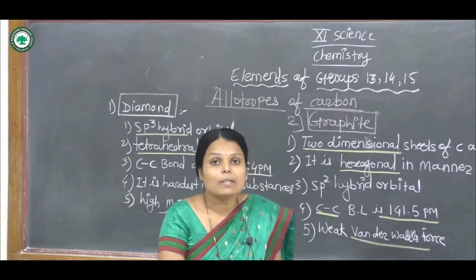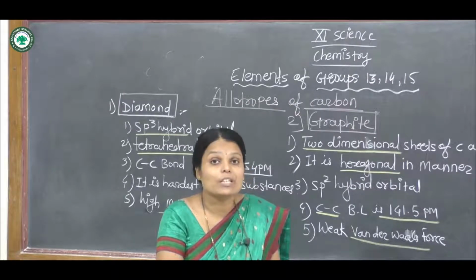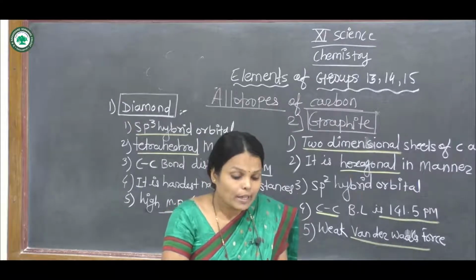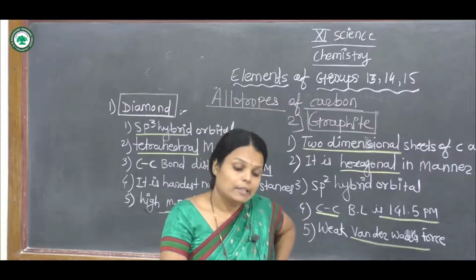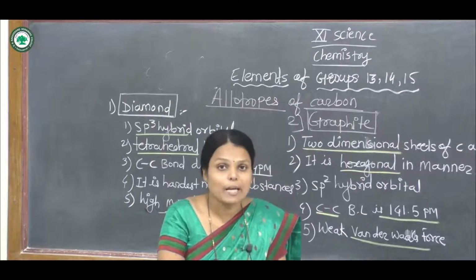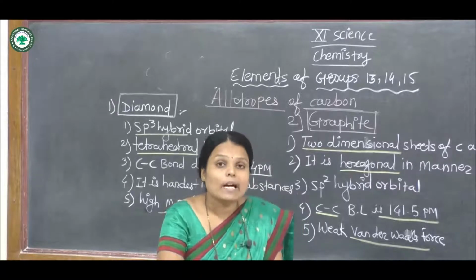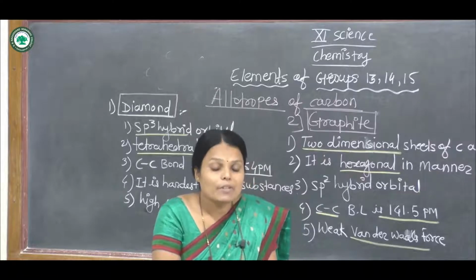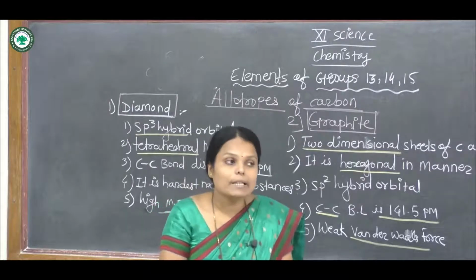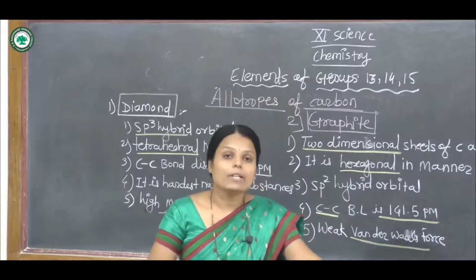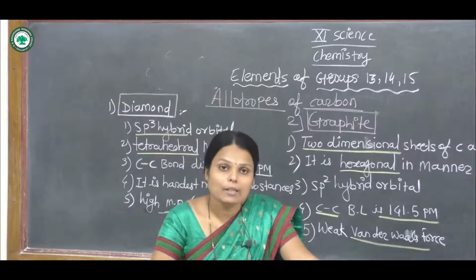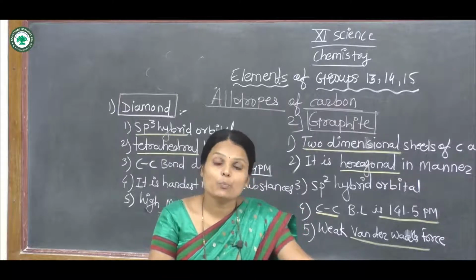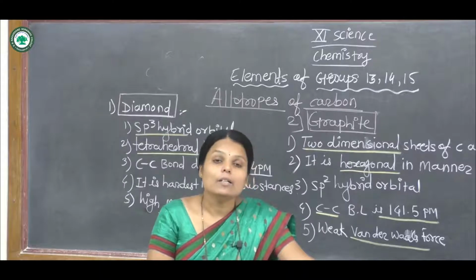Diamond is most useful in nature. It is used in jewelry. It is used for cutting glass and in drilling tools. It is also used for making dies, for drawing thin wire from metals. So diamond is an allotrope of carbon, and it is the most important among the allotropes.